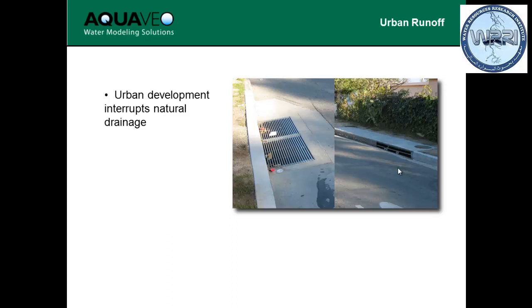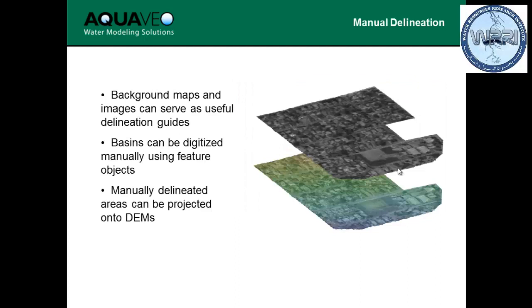And so SWMM is one of the models that's used to model stormwater. One of the things when you're doing a stormwater design, you'll have to figure out your watersheds for each inlet. And usually you do a stormwater design for an urban or maybe a residential area. So they're usually for developed areas. And so that means that the drainage will be impacted somehow.